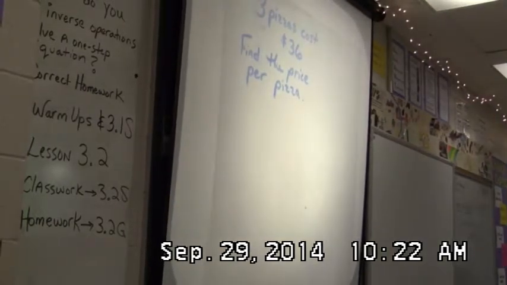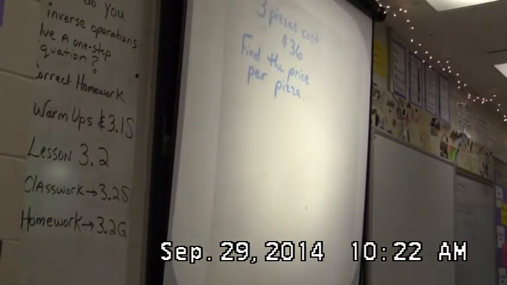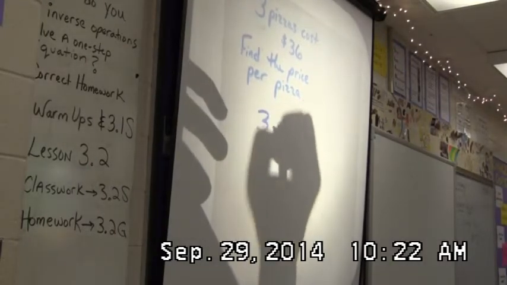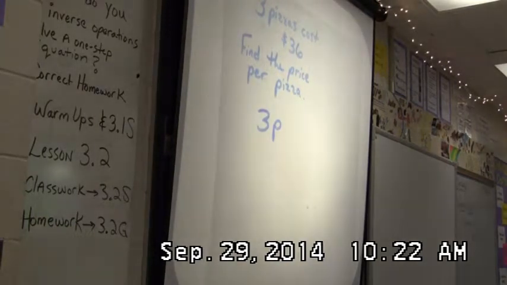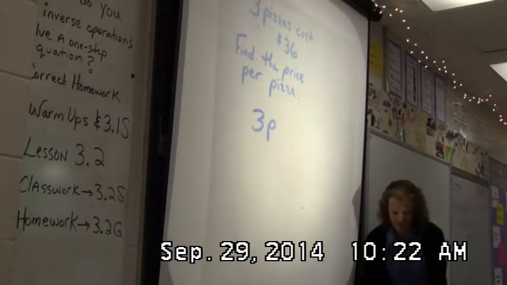All right. We're first going to set up an equation to model this situation. I bought 3 pizzas, so I'm going to write that as 3p, where p is the price of 1 pizza.